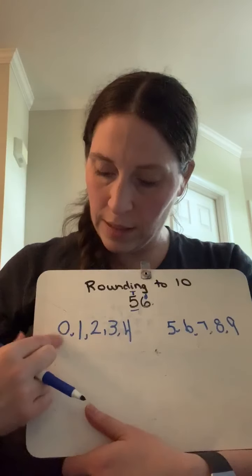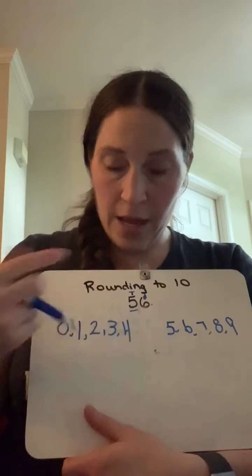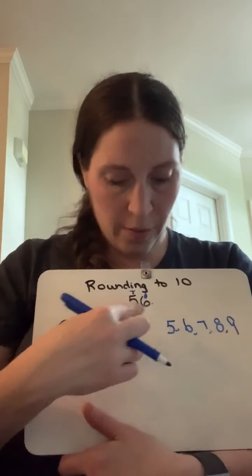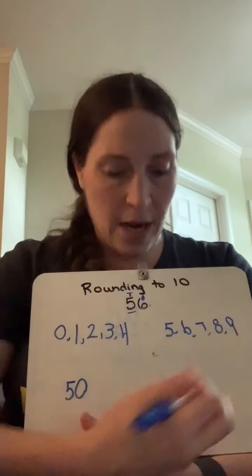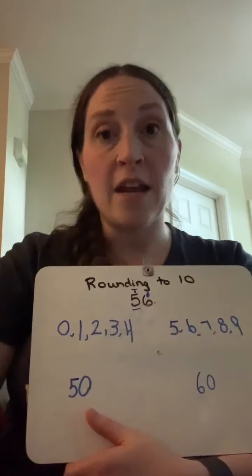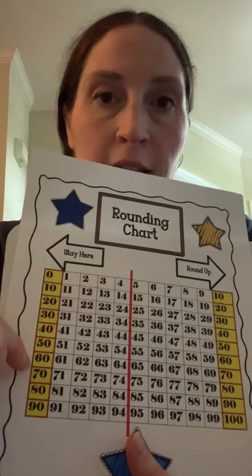If your ones place is a 0, 1, 2, 3, or 4, then you keep your 10 the same and you keep it at that one. So it would be a 50. If your number in your ones place is 5, 6, 7, 8, or 9, you would go up to the next 10, which would be 60. And again, if you're not sure about your tens, you can use your hundreds chart. You have 50, and then your next 10 is 60.